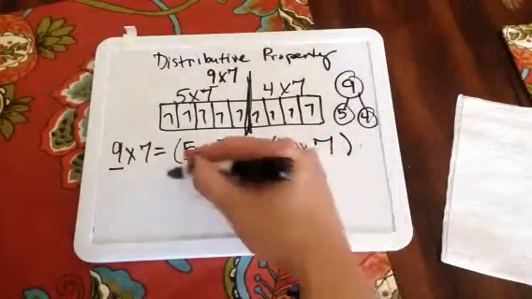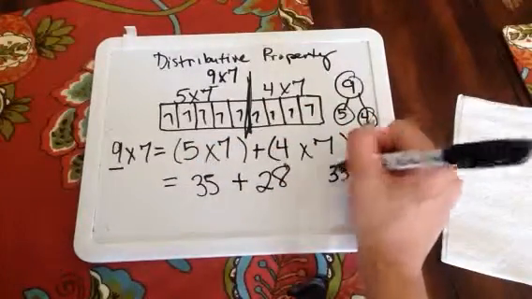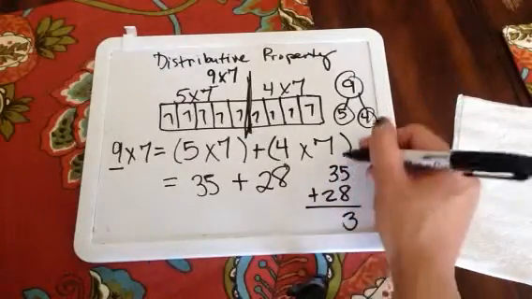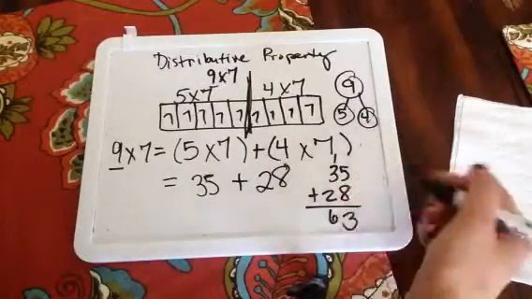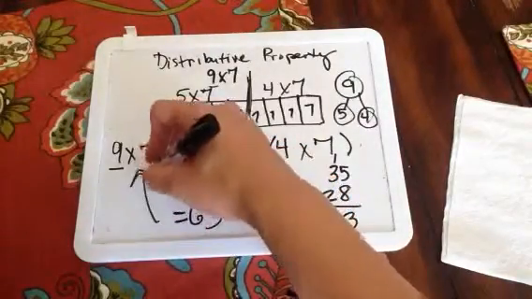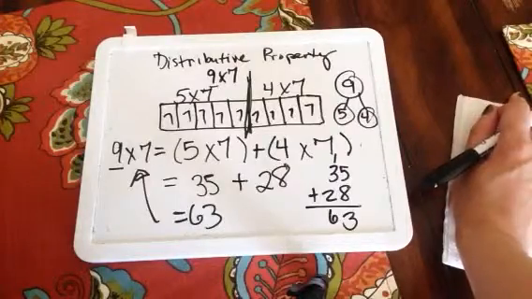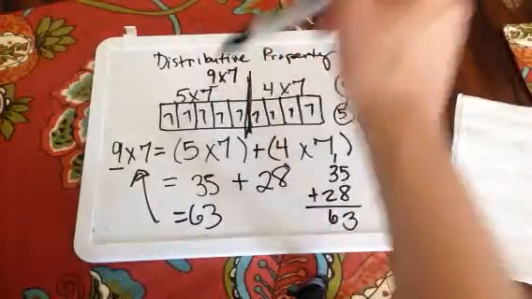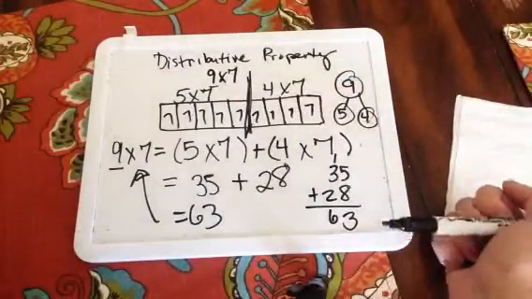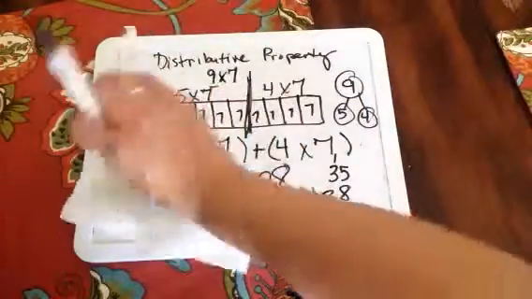Of course, you could do this mentally, but if I were you, I would use the algorithm here so that we can make sure that you are answering the problem correctly. So 9 times 7 is equal to 63. Hooray! Because 5 times 7 is 35, 4 times 7 is 28, add those two together, 63. So that's how you would show it using a tape diagram, the distributive property, right?